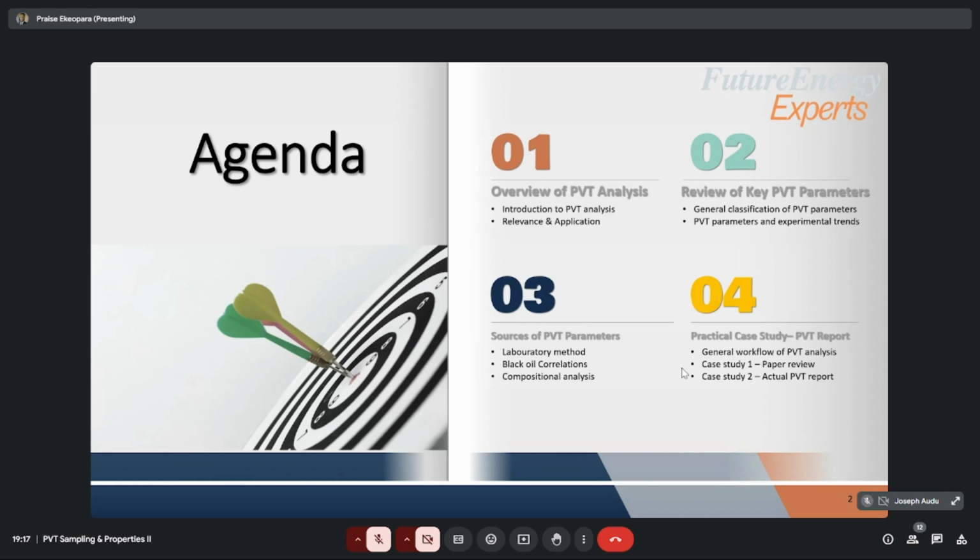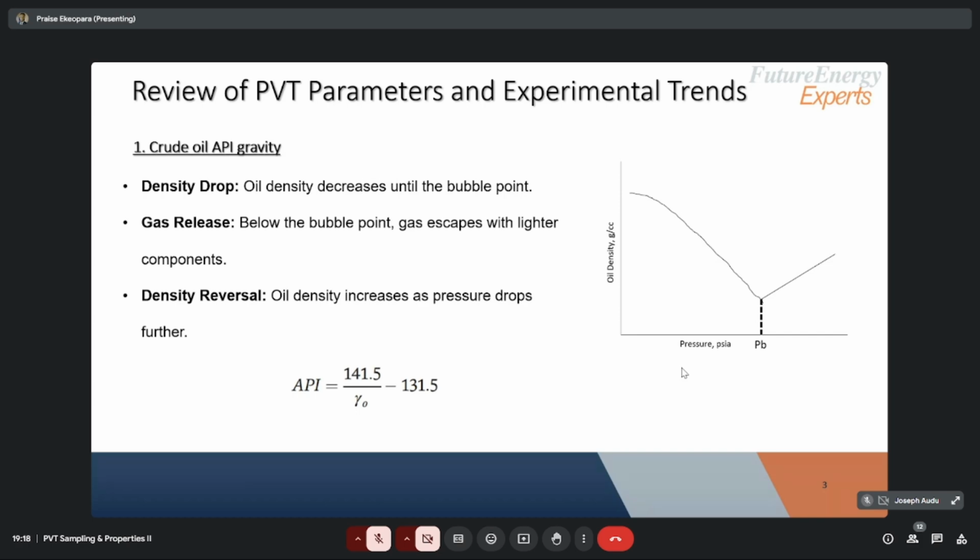Okay, so at this point we'll be analyzing each PVT parameter one after the other, and it will do us good to understand them very well, because a good understanding of these things, when analyzing PVT parameters as it pertains to reservoir calculations and estimates, you will find the physics behind each explanation very, very helpful. So let's start with the first one, which is the crude oil API gravity.